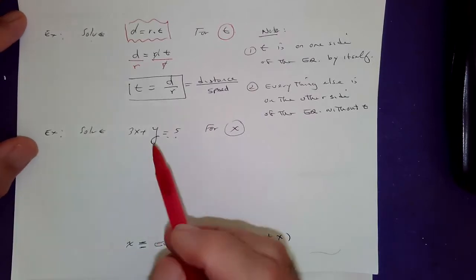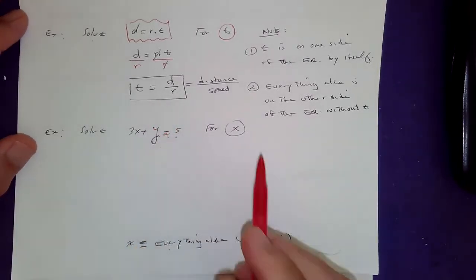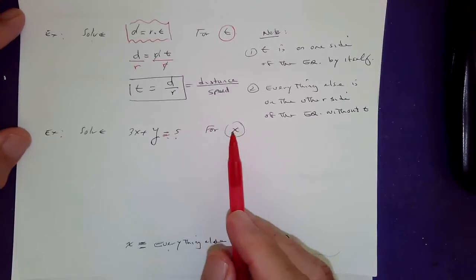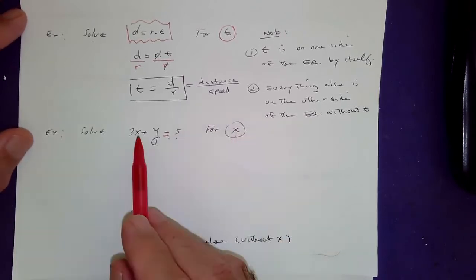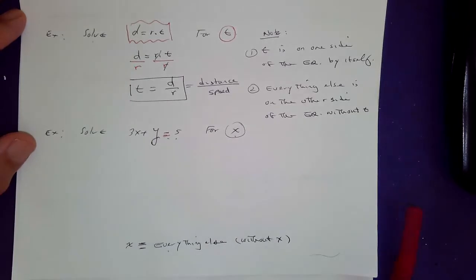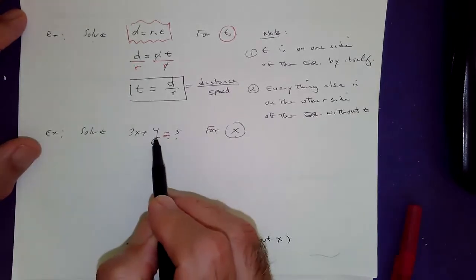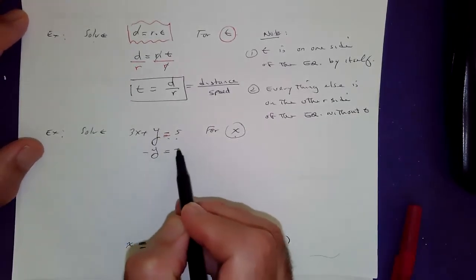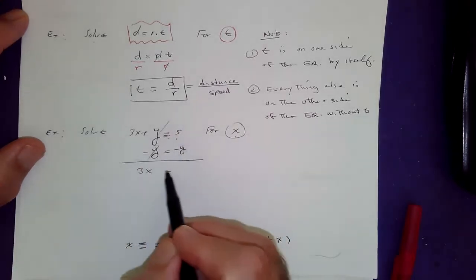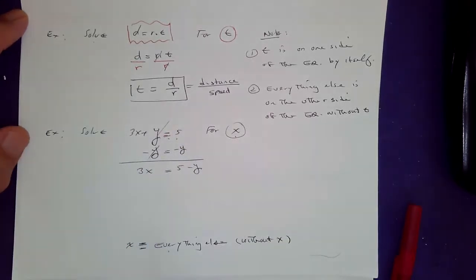Okay, take a look at the equation and see which side your desired variable is located at. In this case, I'm trying to solve for x, so I have to look at the left side, because that's where the x is. The first thing is to get rid of the y, so subtract y from each side. So you get 3x equals 5 minus y.